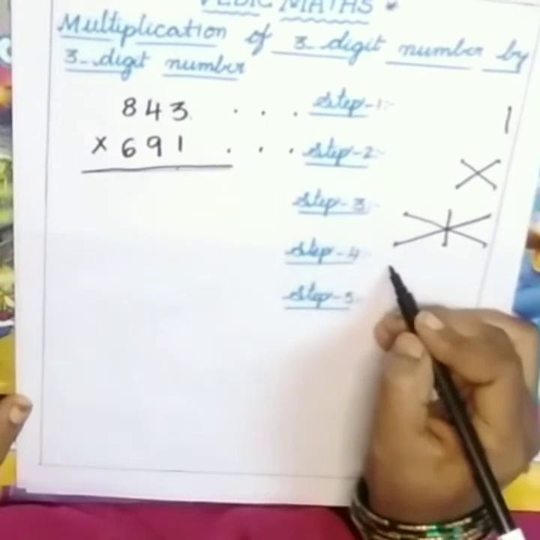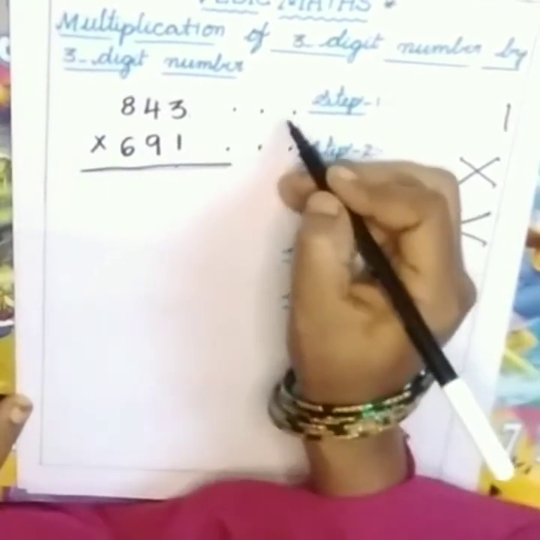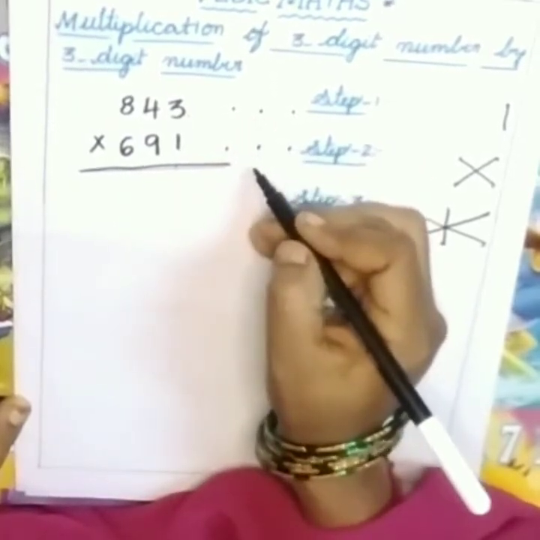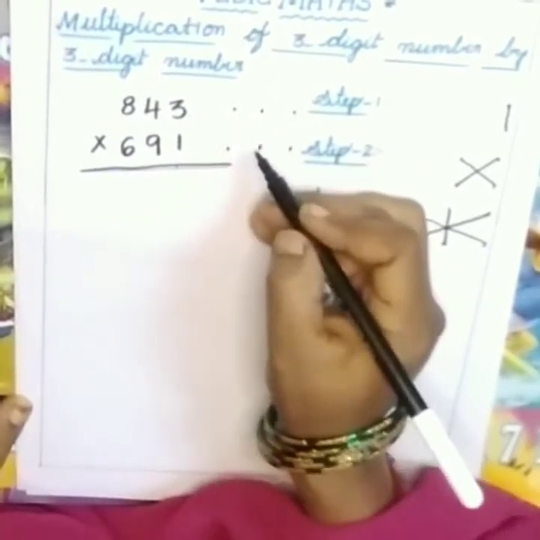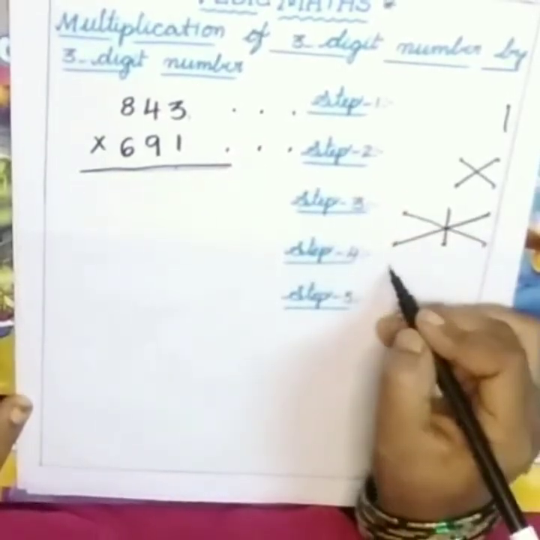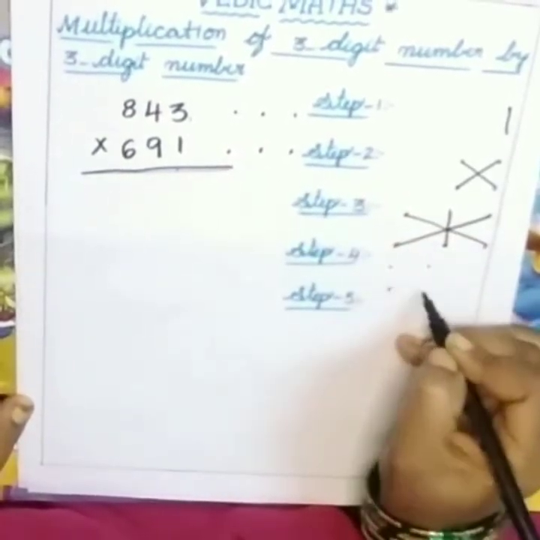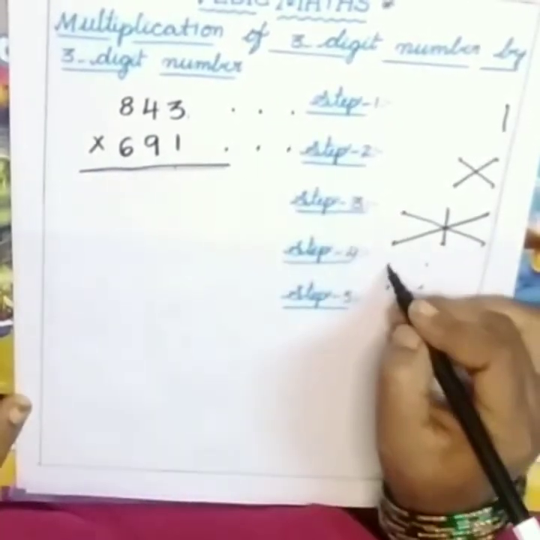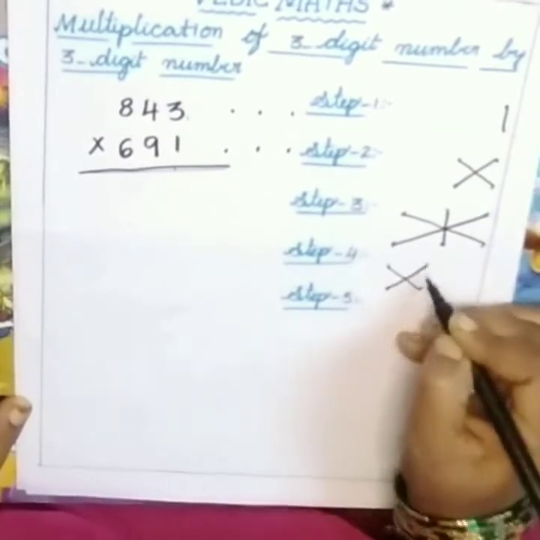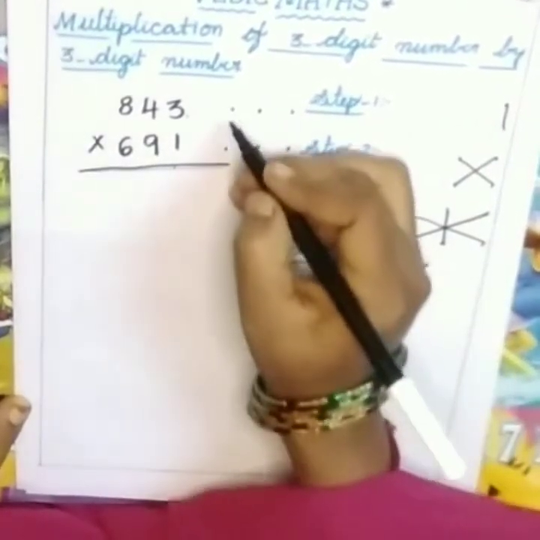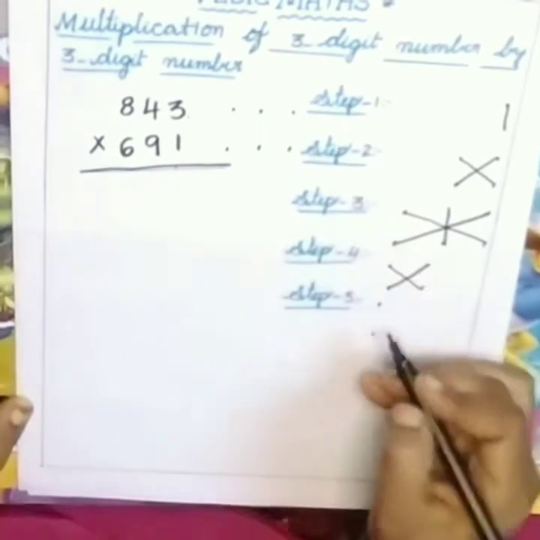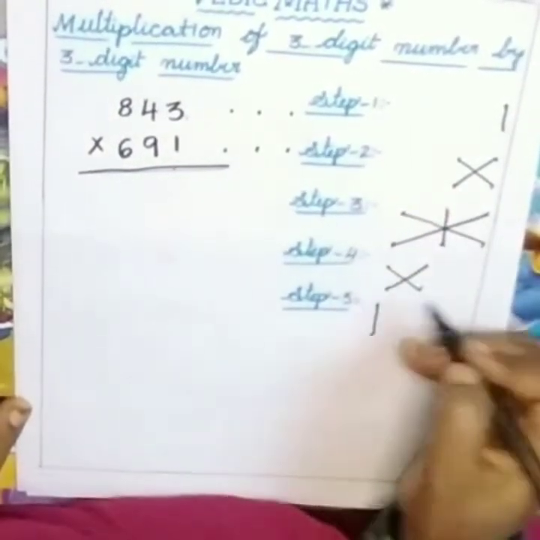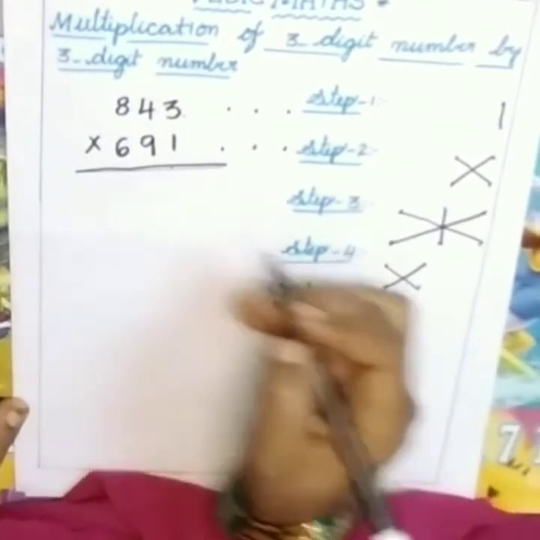In the third step, we do cross multiplication of the first and third columns as well as the vertical column, and then add those numbers. Let us move to the fourth step. We cross multiply the second and third columns, and again add after multiplication. And the last step, we multiply the last column. If we understand these steps, in this way we can solve this question.